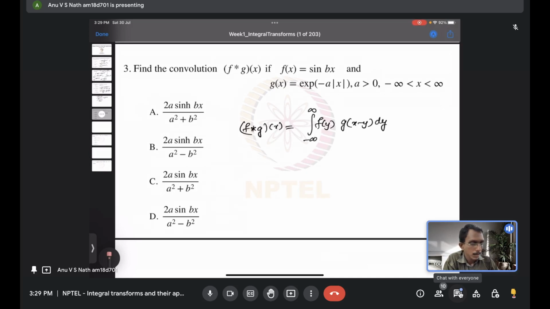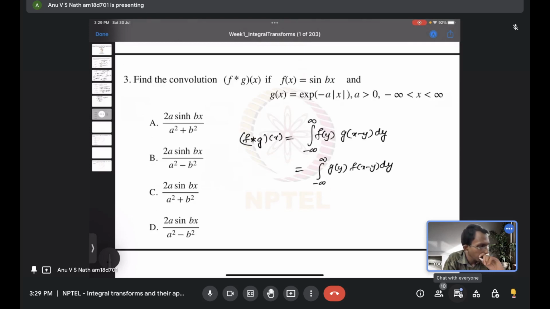Okay, let me start to explain. Here it's given that f is equal to sine bx and g is equal to exponential of minus ax. And this formula is also equal to, as I explained earlier, g of y times f of x minus y dy. Both are the same.